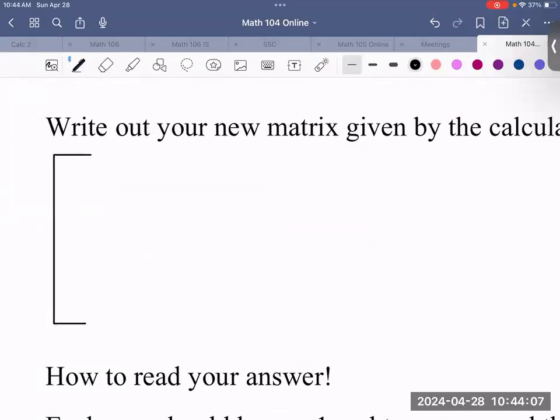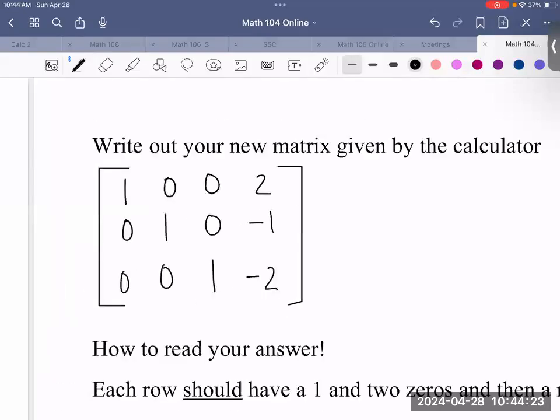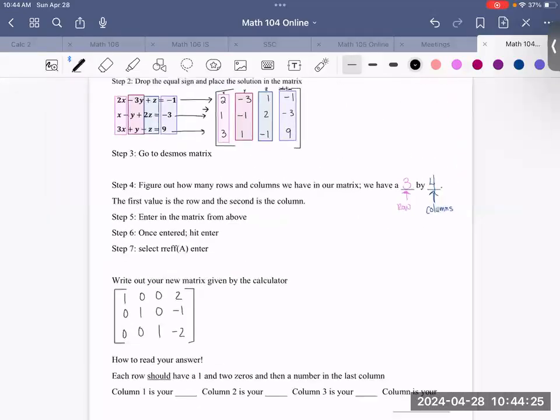So your new matrix: we have a 1, 0, 0, a 0, 1, 0, 0, 0, 1, 2, -2, -1. Now keep in mind, we said from the above that this pink column are your X values. These ones are your Ys.